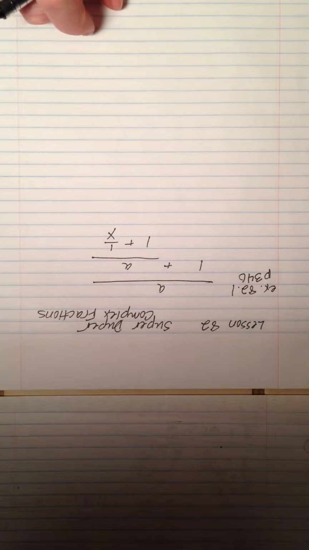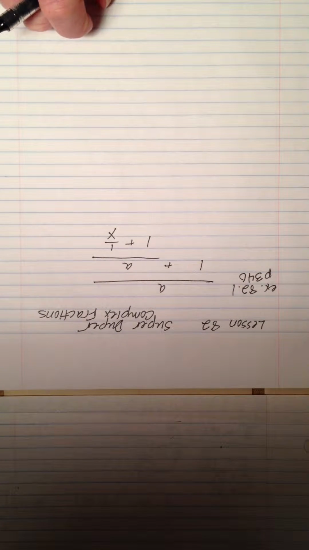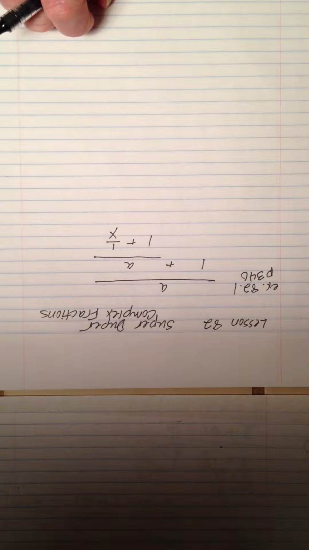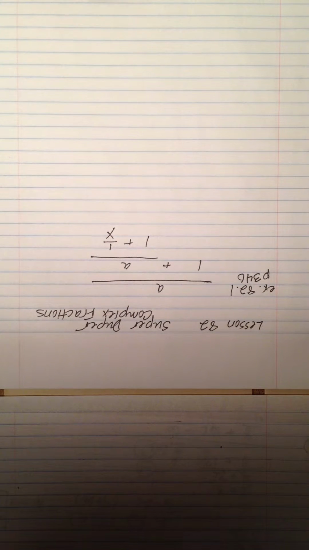Look at all those bars. I have to make sure I copied it properly. 1 a over 1 plus a over 1 plus 1 over x. Okay, that is a super duper complex fraction, and we are going to tackle it.